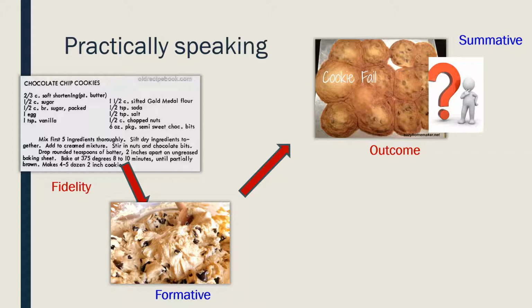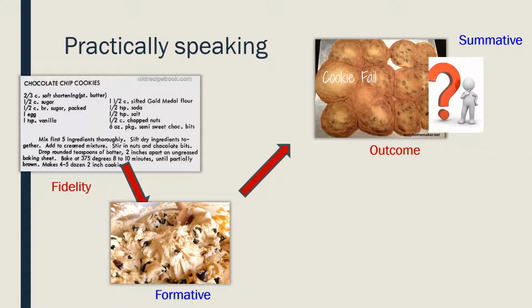If I didn't follow the recipe with fidelity, and I didn't track data to tell me formatively if I was following the recipe with fidelity, I cannot tell with any certainty whether the resulting cookie fail was due to the recipe, the intervention that I selected, or due to modifications that I made to the application of the recipe, fidelity of implementation.